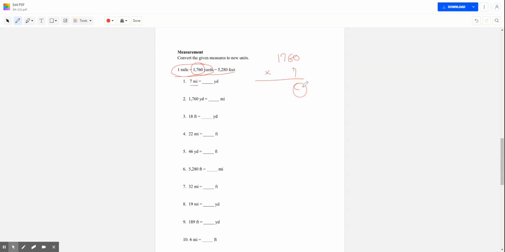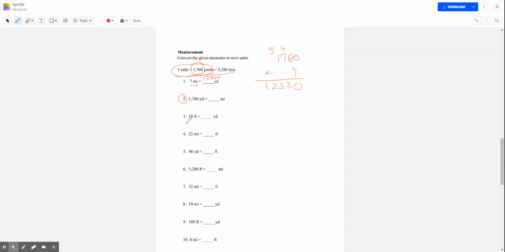0 times 7 is 0, 0. 6 times 7 is 42. 7 times 7 is 49 plus 4, that's 53. 1 times 7 is 7 plus 5 is 12. So we get 12,320 yards when we convert it from 7 miles.